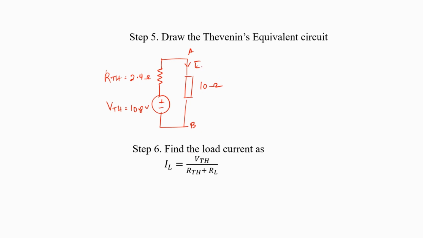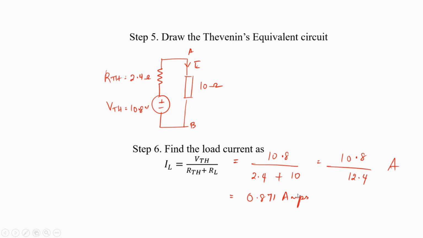Now, if we need to compute this current I, which is nothing but the load current right now, we can do it in this manner: VTH divided by RTH plus RL, where VTH is 10.8 volts, RTH is 2.4, and RL is 10 ohms, which is 10.8 by 12.4 amps, which turns out to be 0.871 amps. So, in this manner, we can, following each step, implement the Thevenin's equivalent circuit and obtain the load current.